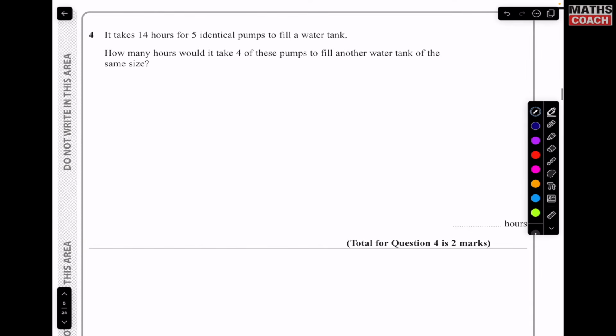Right, question number 4. It takes 14 hours for 5 identical pumps to fill a water tank. How many hours would it take 4 of these pumps to fill another water tank of the same size? So if we write down 14 hours is equal to 5 pumps, we are trying to work out what? How many hours it would take for 4 of these pumps to fill another water tank of the same size. So 4 pumps, that's what we're trying to work out. How long, how many hours? So that's my mission.